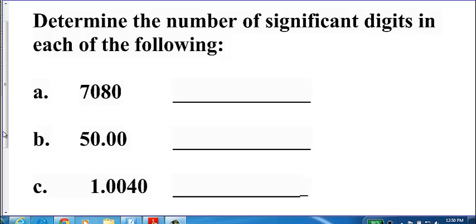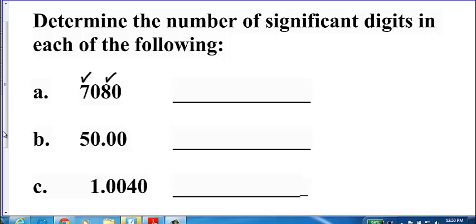The first rule is anything that is not a zero always counts as significant. So in this number, 7 is not a zero, and 8 is not a zero, so they always count as significant. The other three rules deal with zeros and their location. You need to classify the zero as being in one of three places: before the non-zero digit, which never counts; between non-zero digits, which always counts; and after non-zero digits, which counts only if there's a decimal point in the number.